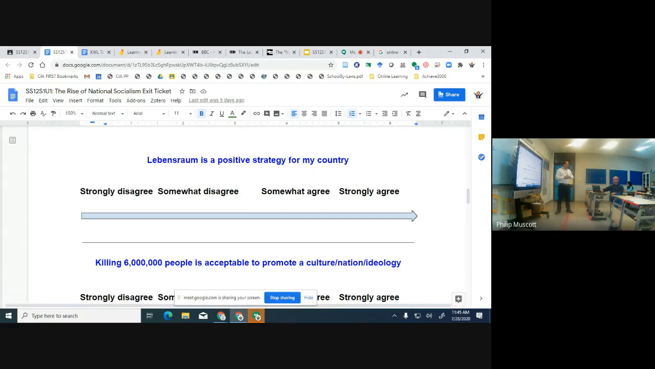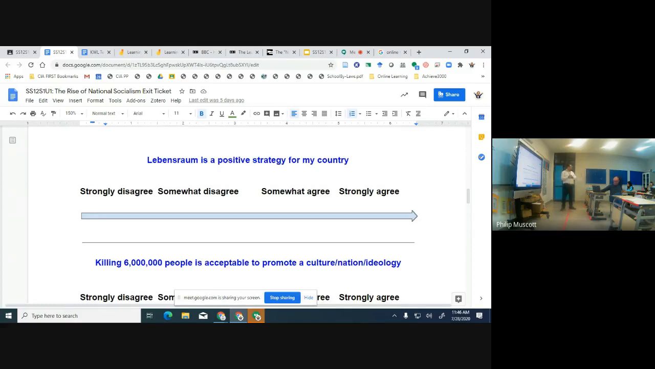Okay. So who read about Lebensraum? Which person in your group read about Lebensraum? Okay, but you didn't read it. What is Lebensraum? It's called living space. Good. What does it mean, though?